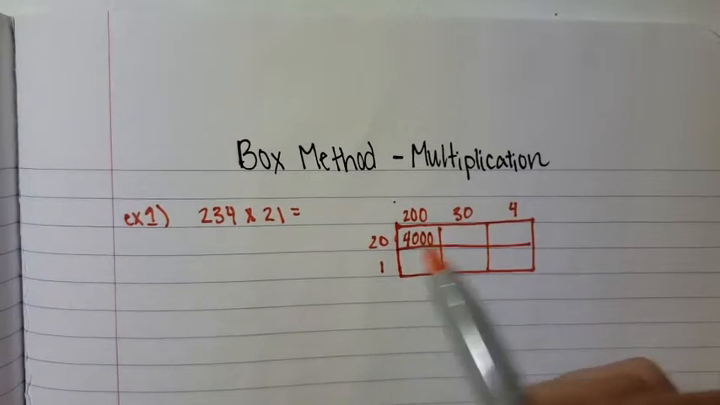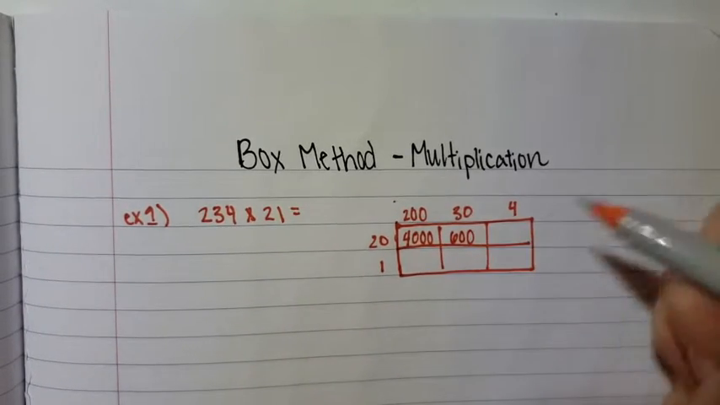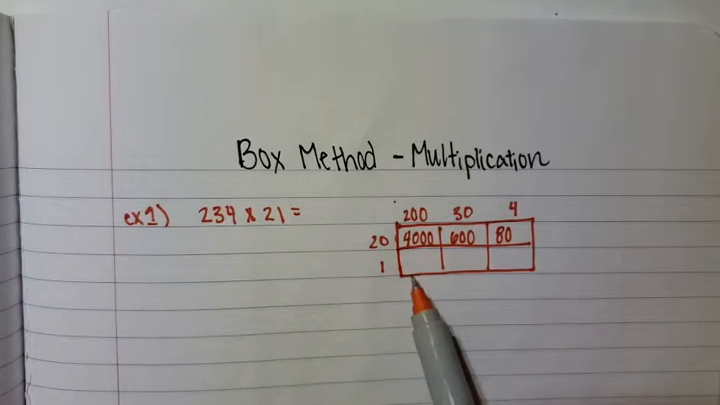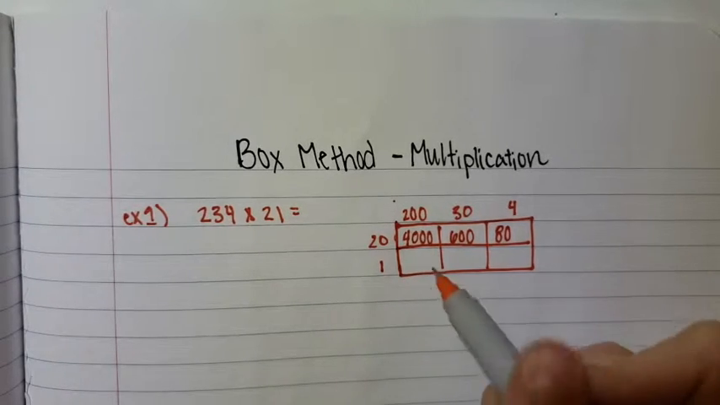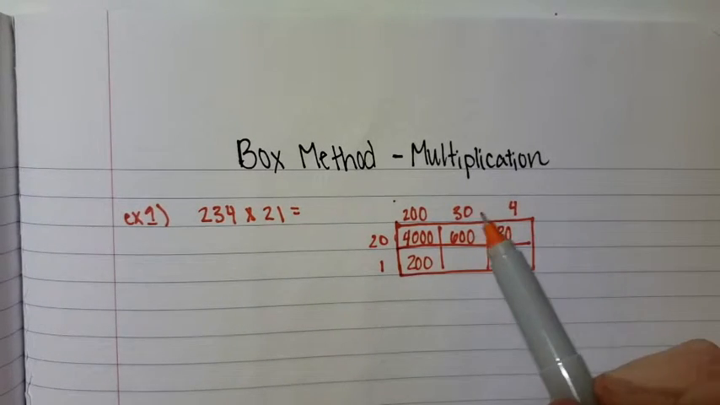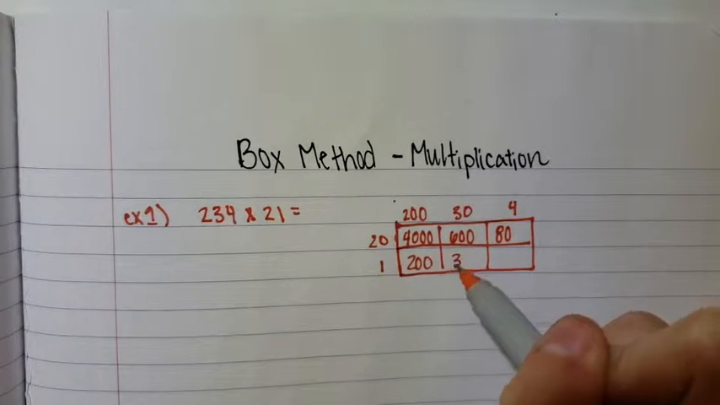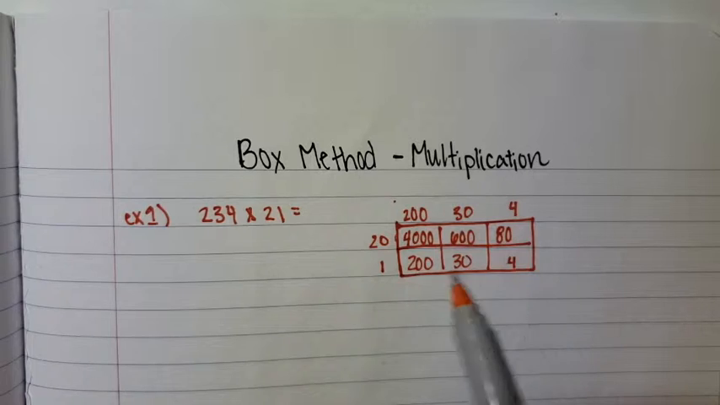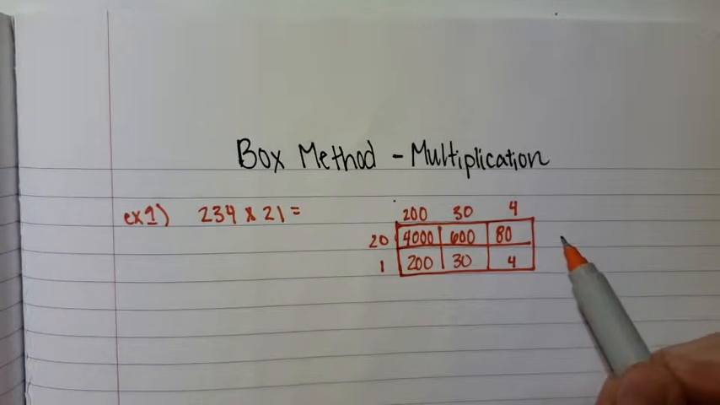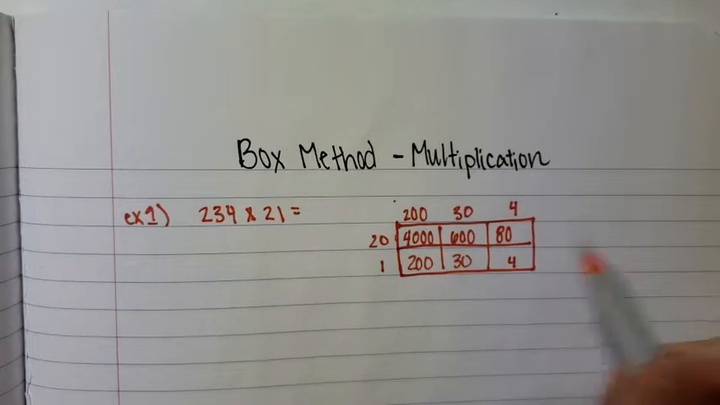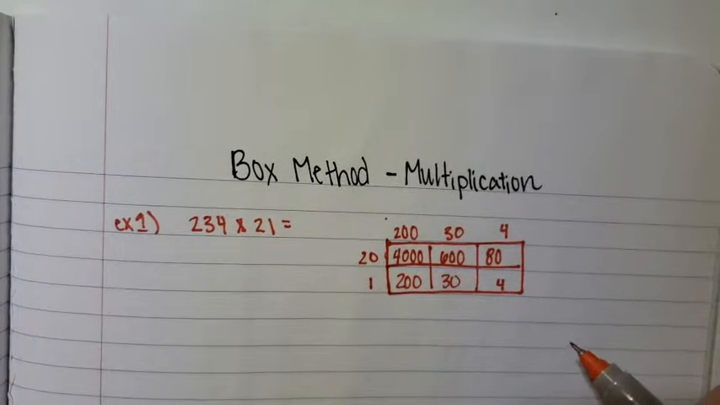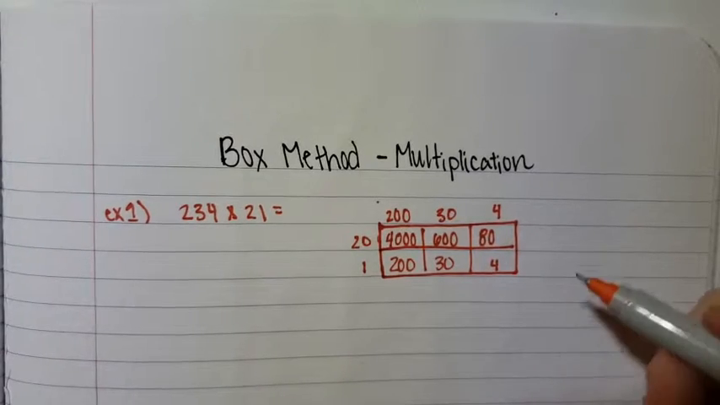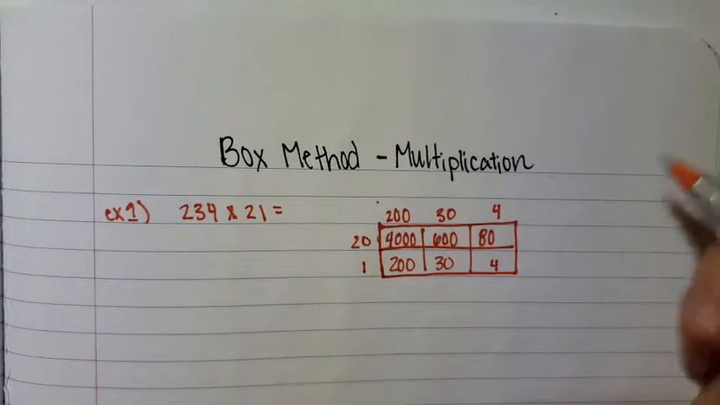Now 30 times 20 is 600, 4 times 20 is 80. And you're going to do the same thing for the 1. You're going to come down and multiply across. So 200 times 1 is 200, 30 times 1 is 30, and 4 times 1 is 4. Now since you have all these numbers together, you're going to come over to the side or wherever you want, and you're going to add them all together. I like to make the numbers from greatest to least, but that's just me.